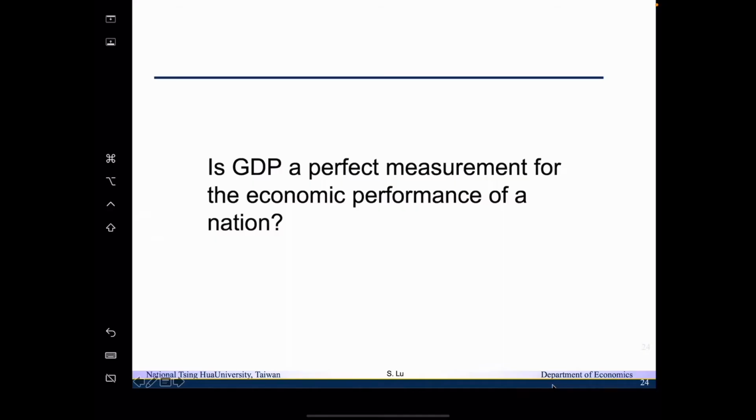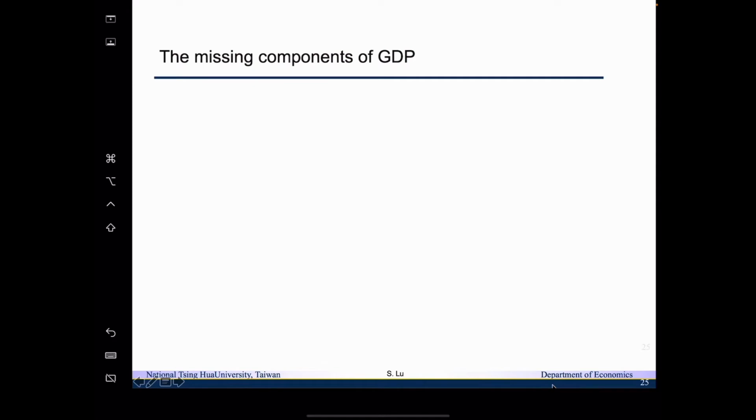So after looking at the GDP in detail, we want to ask, is GDP a perfect measurement for the economic performance of a nation? Given that we say perfect in here, for sure it is not perfect. So in the next following minutes, we want to talk about the issues of GDP. That is, what are the missing components of GDP?